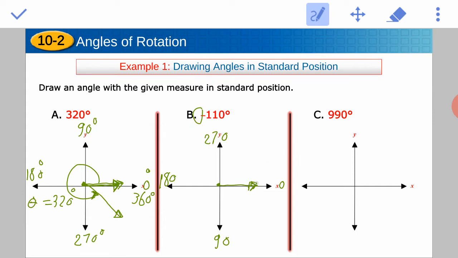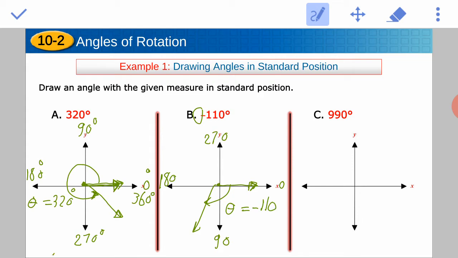Guys, it's 110. 110 is beyond 90 by 20 degrees. So this is my terminal side, and this is the direction of rotation. In this situation, theta equals negative 110. Remember, guys, negative because of the direction, not because of the amount of rotation.